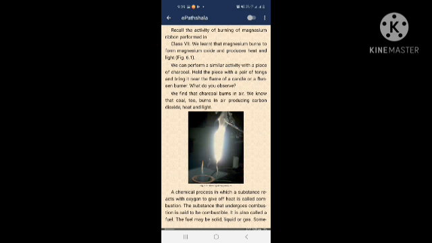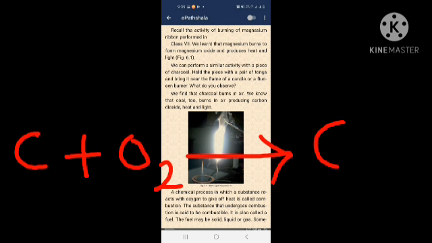We can do the same process of burning, or combustion, with coal or charcoal also. We know that coal is a form of carbon. When it burns with oxygen, it gives carbon dioxide, CO2, and heat and light. So in a chemical reaction we can write it like this: C plus O2 gives CO2, means carbon when reacted with oxygen gives carbon dioxide.